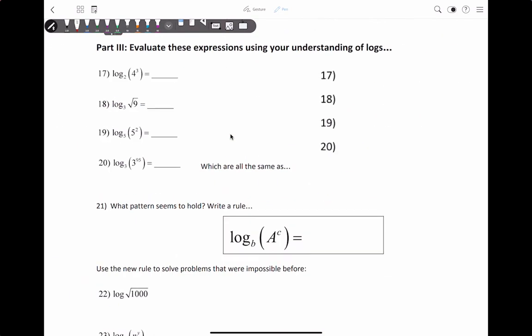All right, so part 3 says evaluate these expressions using your understanding of logs. So we're going to start combining even more knowledge together. I have already introduced some of these things in videos past, but no worries, here we go. We're going to look at 2 to the power of something is equal to 4 to the power of 3.